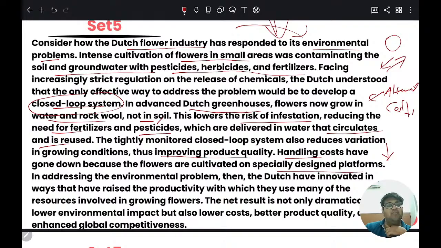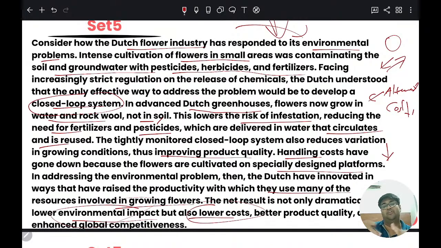Then the Dutch have innovated in ways that they have raised productivity with which they use many of the resources that were used to grow flowers, then they found an innovative method. The net result is not only dramatically lower environmental impact, but also lower cost. What was the net result? Lower environmental impact and lower cost.